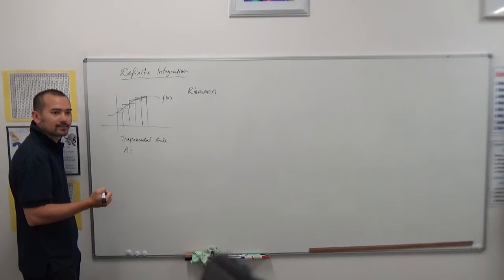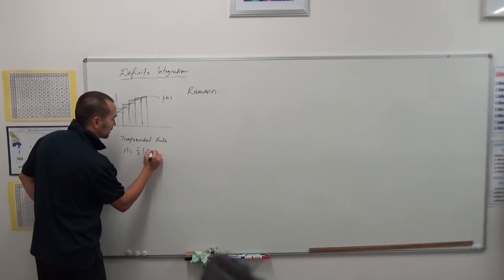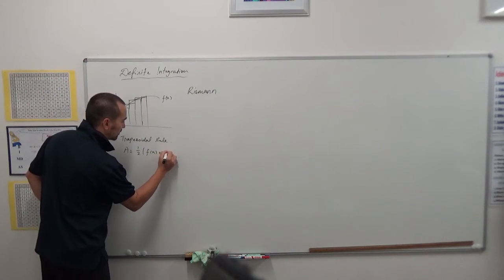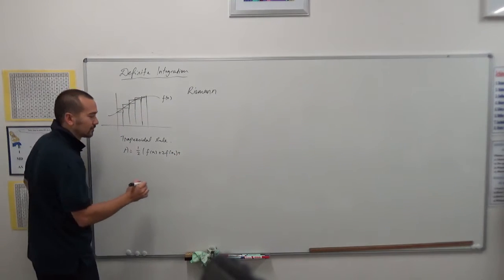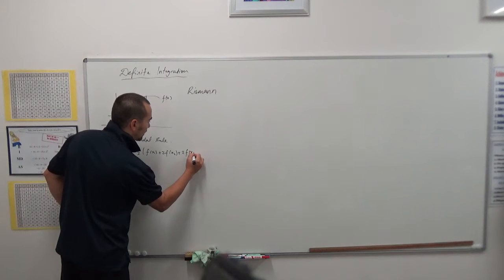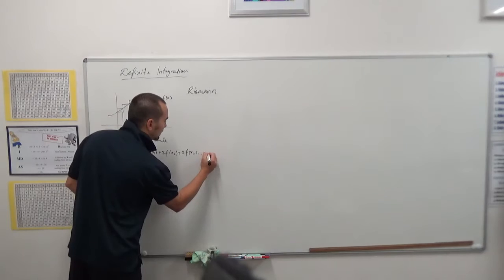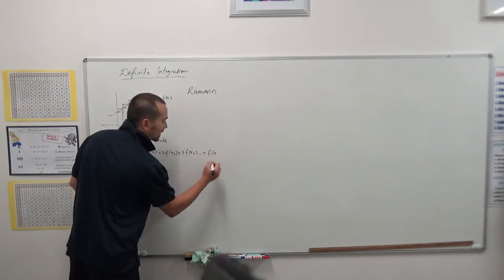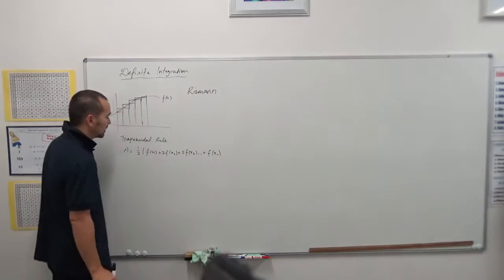Half f(x0), f(x1) and then plus 2 f(x2). Yep, plus 2 f(x3). Continue, and then the last term is not double. The last term is just f(xn), the last term.